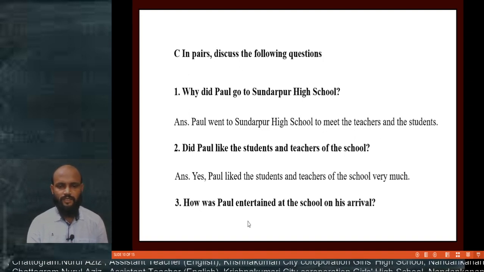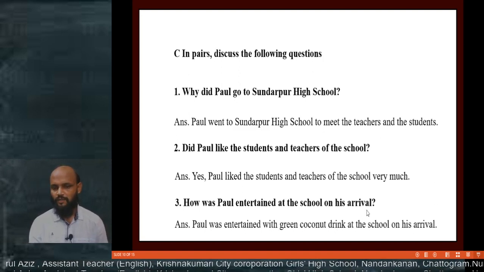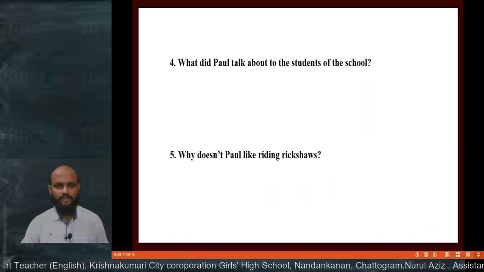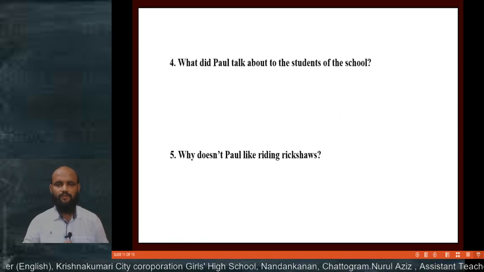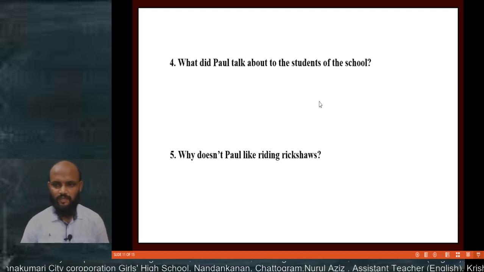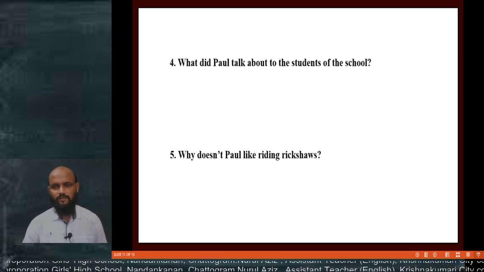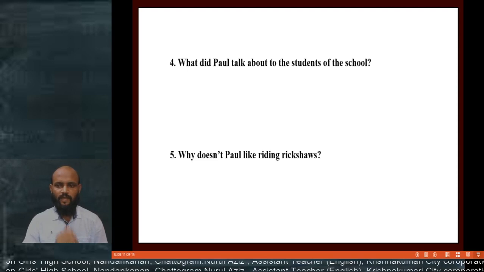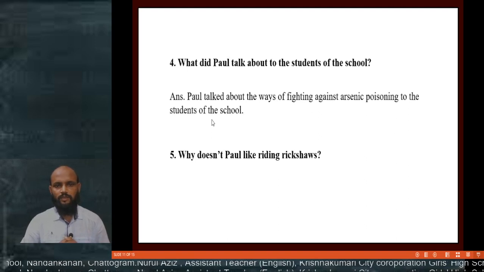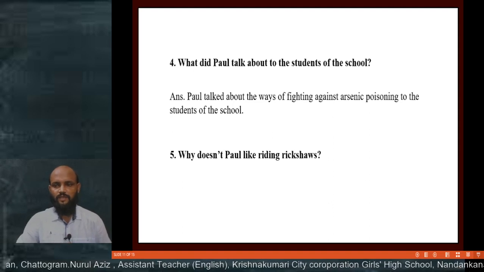How was Paul entertained at the school on his arrival? This is passive. Paul was entertained with green coconut drink at the school on his arrival. So I hope you understand this because this is too easy for you. What did Paul talk about to the students of the school? Now you can easily say because he went there to make them aware of arsenic poisoning. So he talked about how to fight against arsenic. So you can write he talked about the ways of fighting against arsenic poisoning. That means how to fight against arsenic poisoning.